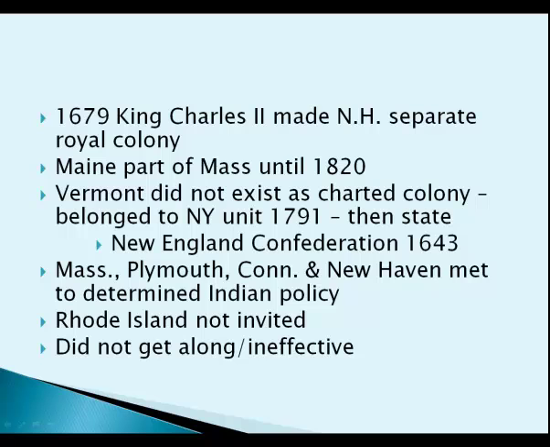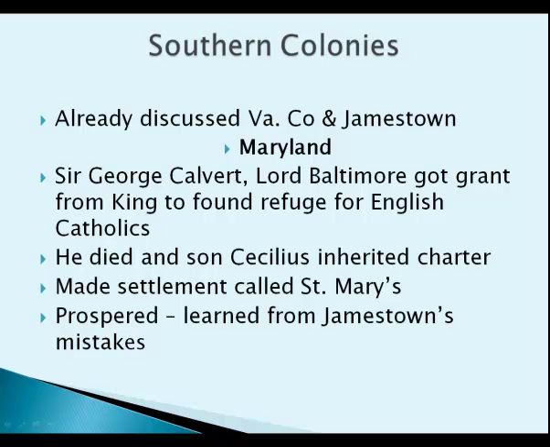Vermont did not exist as a chartered colony. She belonged to New York until 1791. And in 1791, she became our 14th state. It formed something called the New England Confederation in 1643, which consisted of Massachusetts, Plymouth, Connecticut, and New Haven, and they met to determine how to take care of the Indians. Rhode Island was not invited. But each one felt that they should lead the area, they should make the decisions, and since they didn't get along, they were ineffective is a good word. They didn't get anything done.